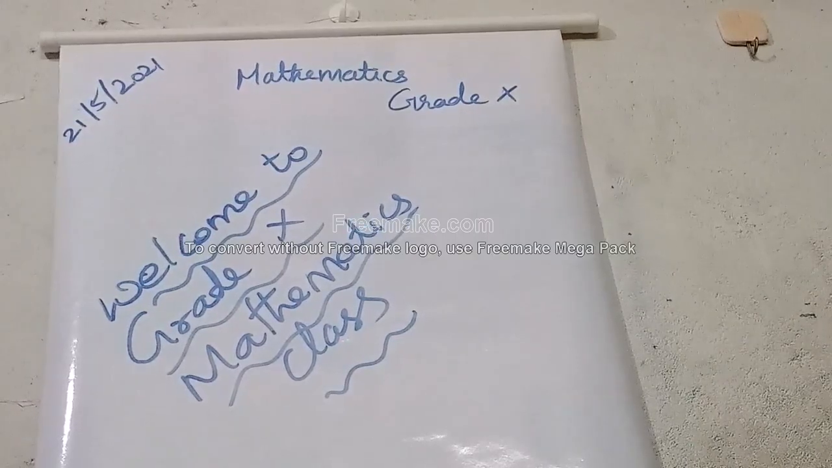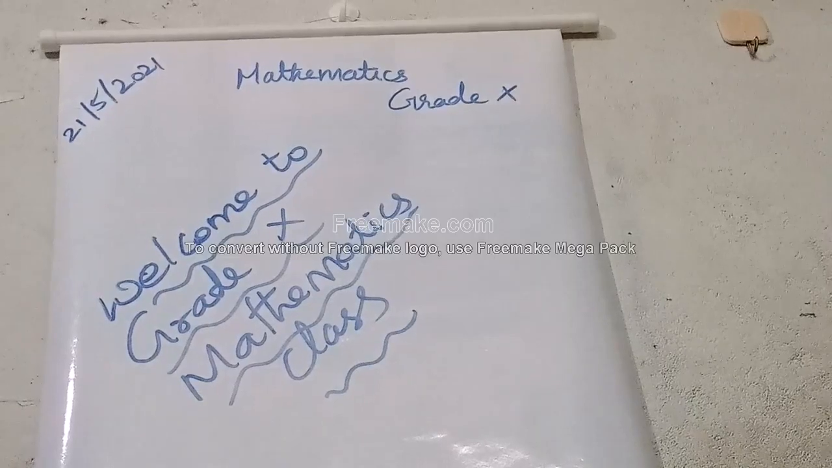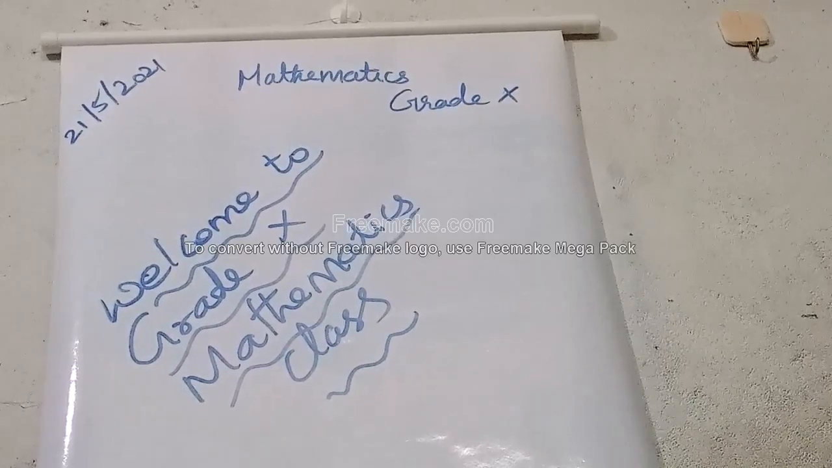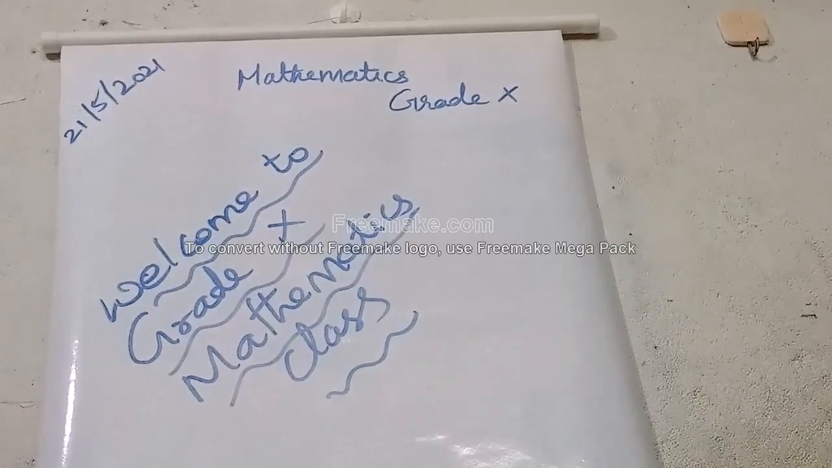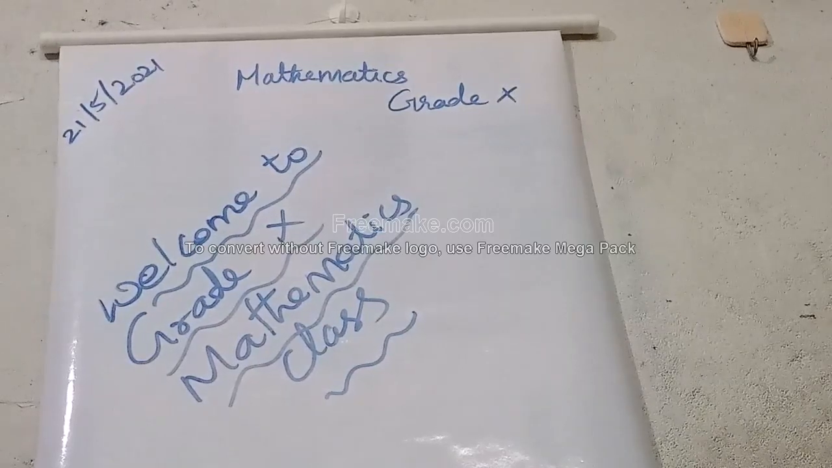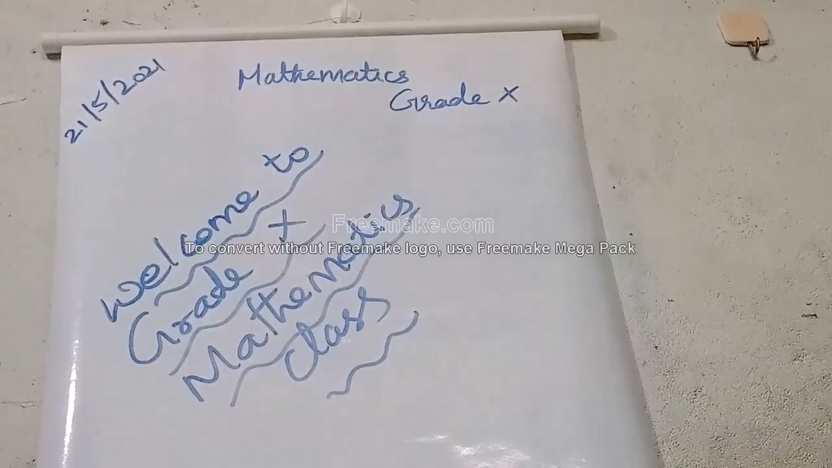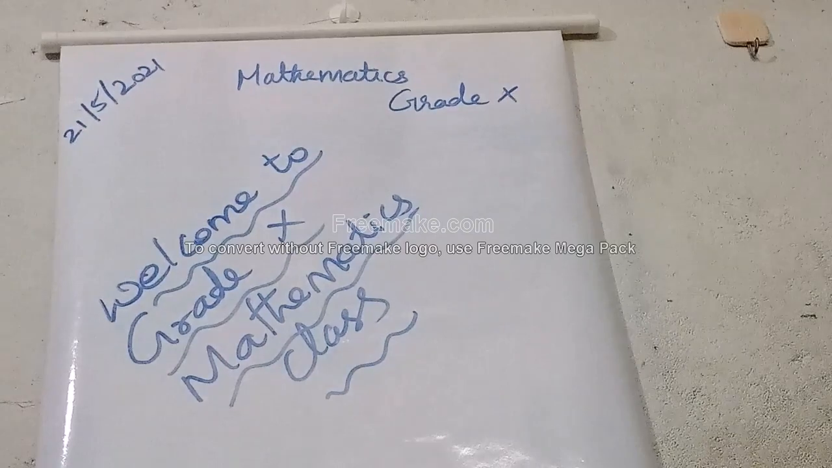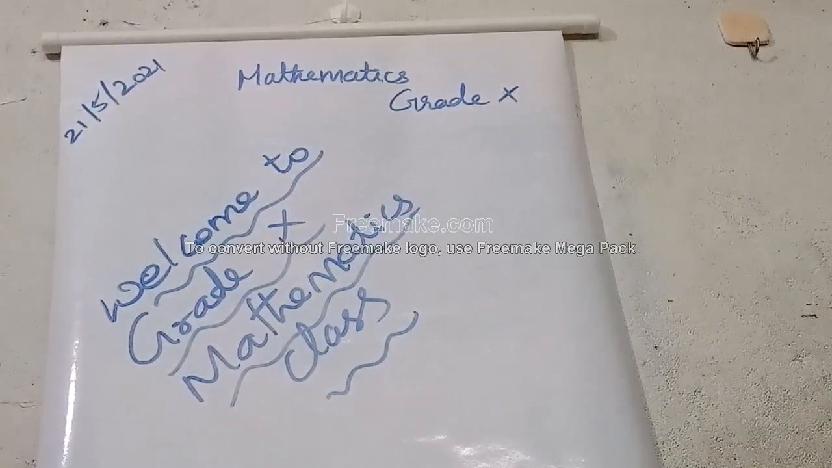What is finite sequence? If the sequence has a finite number of terms, that means a countable number of terms, then it is called a finite sequence. If the sequence has an infinite number of terms, that means an uncountable number of terms, then it is called an infinite sequence. Today we are going to continue that.